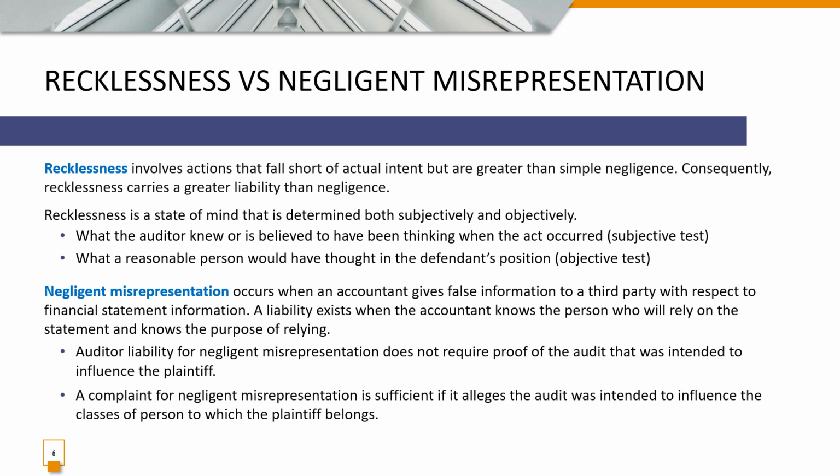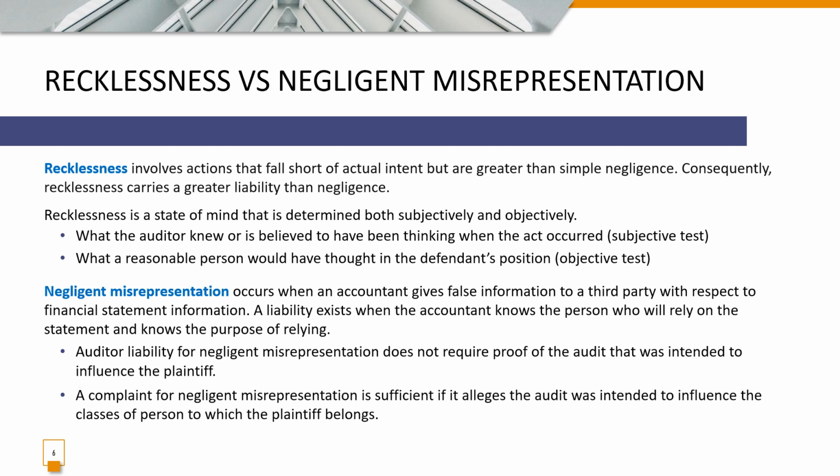There are two tests to determine recklessness: the subjective test, where we ask what the auditor knew or is believed to have been thinking when the act occurred, and then there's the objective test, where we ask what a reasonable person would have thought in the defendant's position.